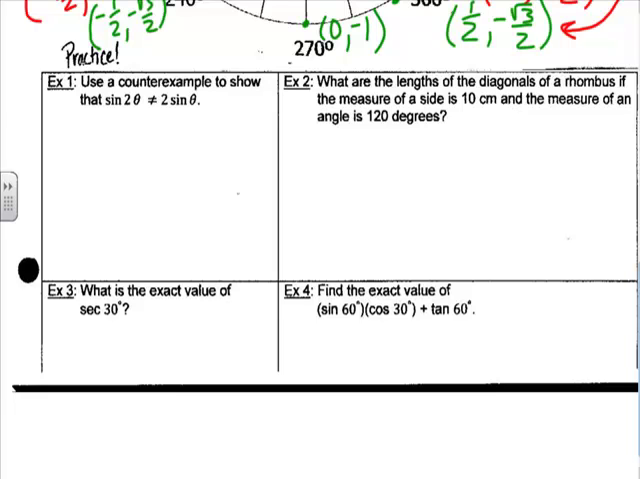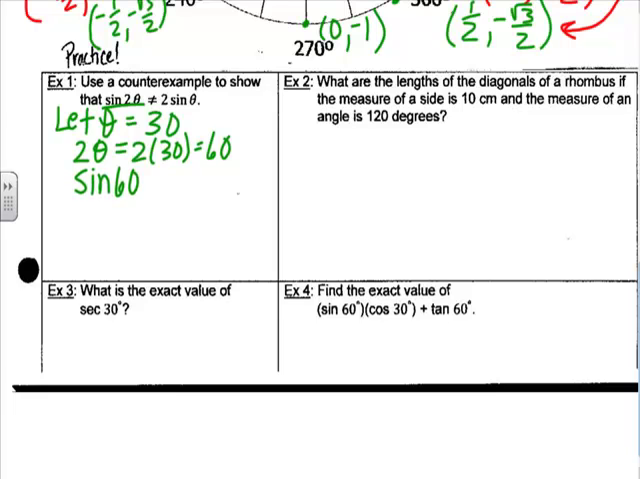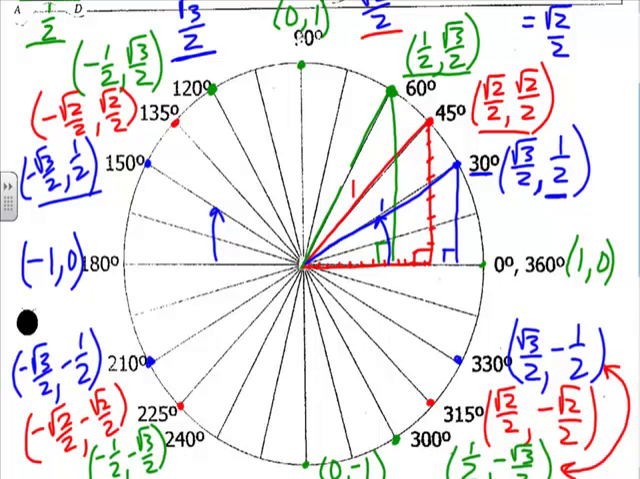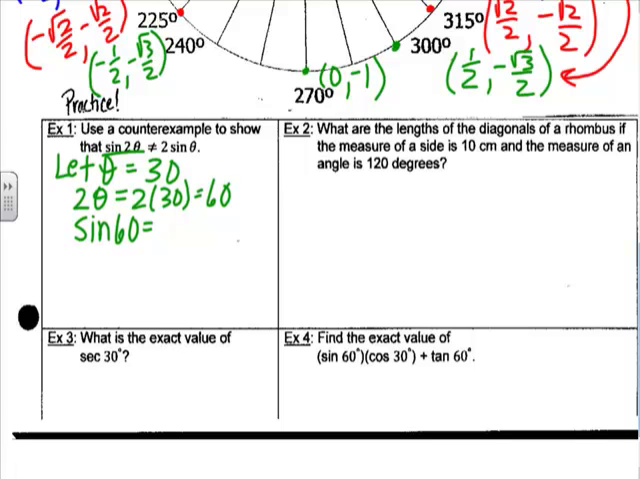So I would propose that we try 30. Okay? So say I let theta equal 30. So that would mean then that 2 times theta would be equal to 2 times 30, which is 60. And so if I then take the sine of 2 theta, that would be the sine of 60, which would be the y value where the terminal side of an angle of 60 degrees crosses the unit circle. So that would be radical 3/2.